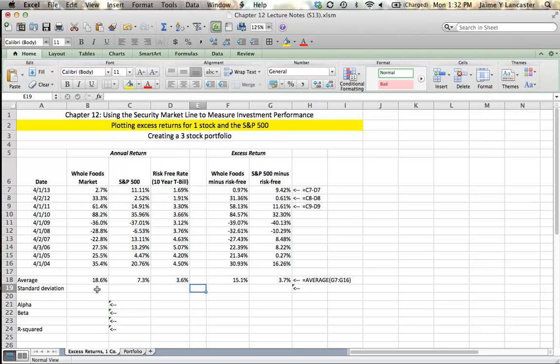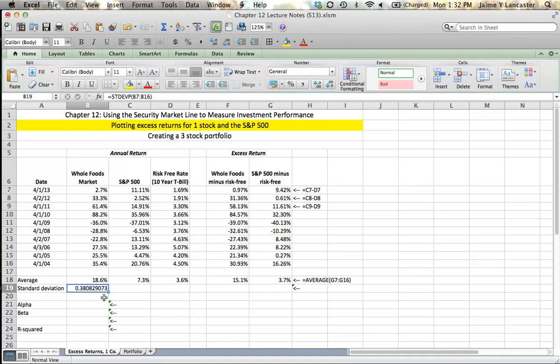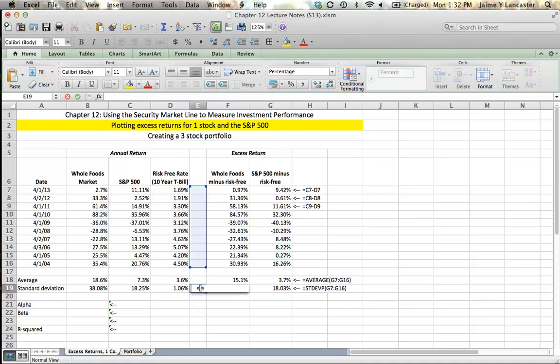Let's do the same thing with standard deviation. Standard deviation of my data. Drag it all the way across. I'm going to give it a percentage while it's all nice and highlighted, give it 2 decimal places, and then I'm going to get rid of that empty row.